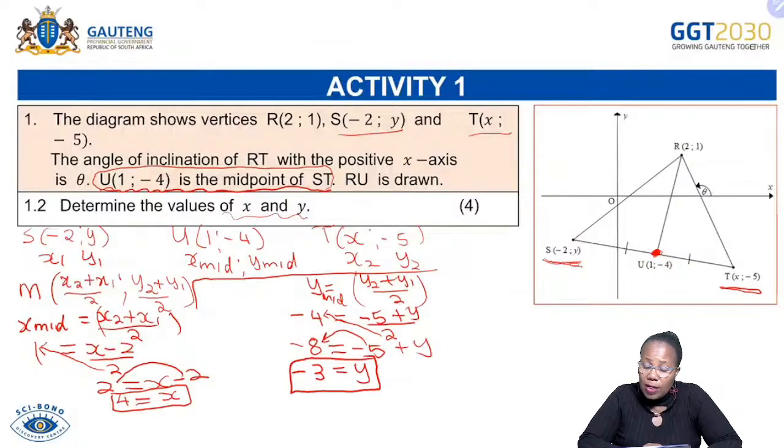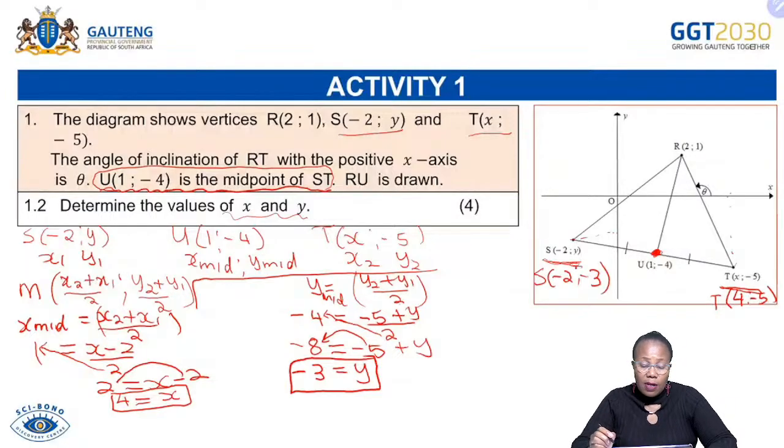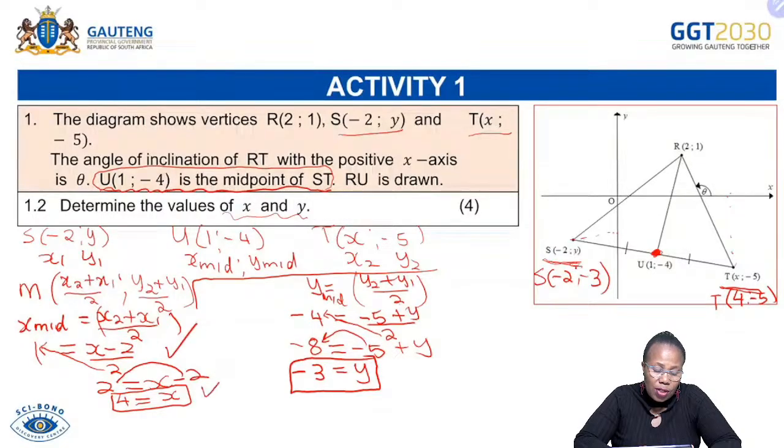Therefore, x is 4, so the T coordinates are 4 and -5. The S coordinates are -2 and -3. Let's check the positioning, whether we are correct. The x value is positive 4, yes, it is positive. And the y value is -3, yes, it is negative. Happy, Grade 12. Now let's allocate marks. It's 1 for substitution, 1 for the answer, 1 for substitution, 1 for the answer. Therefore, this is 4 marks.